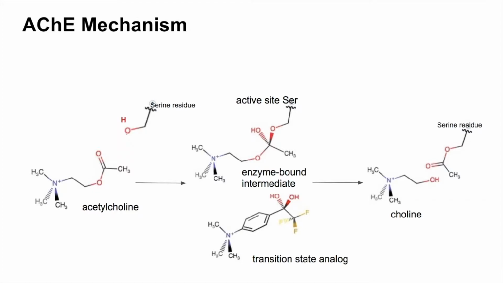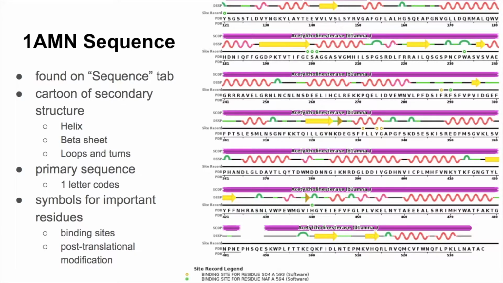It's basically an inhibitor. It sits right in the active site. It blocks the active site from changing, and it holds the shape of what the active site would look like when acetylcholine was bound to the active site right before choline.